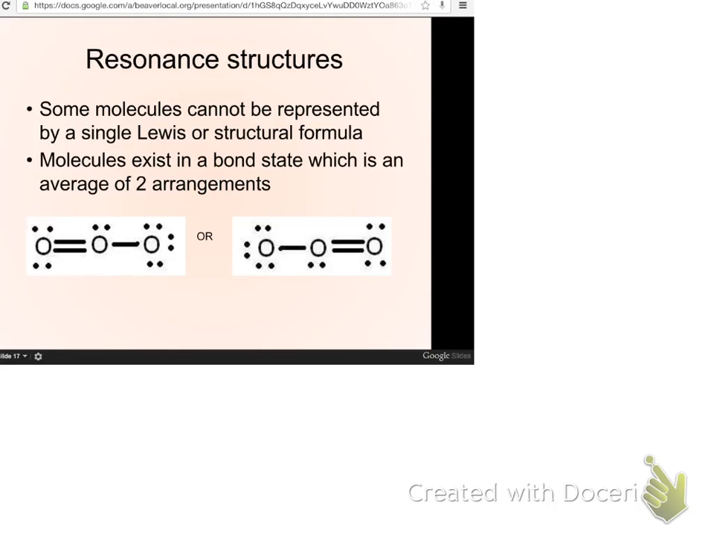Resonance. When something resonates, it vibrates at a given frequency. Resonance structures are something that is used when we have a molecule that could exist with something in more than one location. So let me back up and do a little bit of the history here. And let me draw the two possibilities for sulfur dioxide.